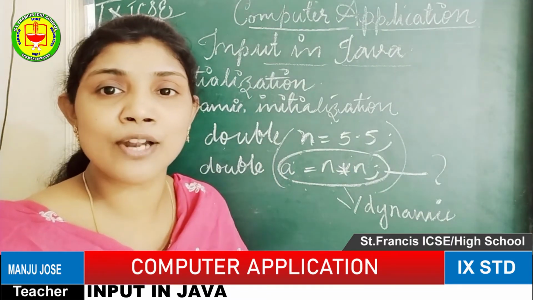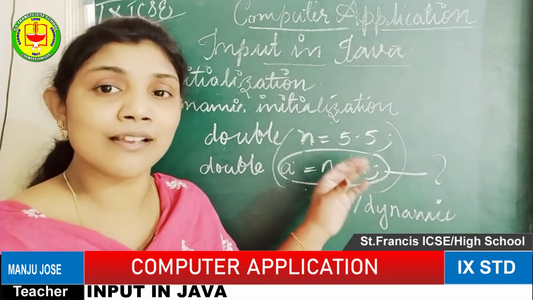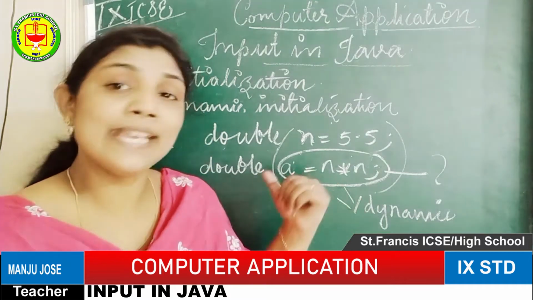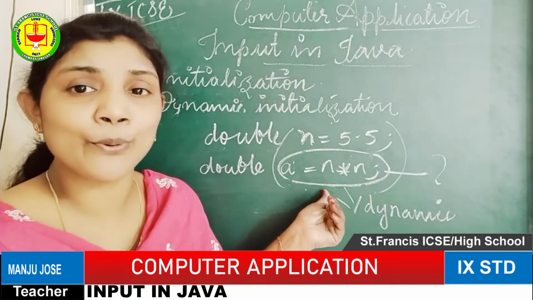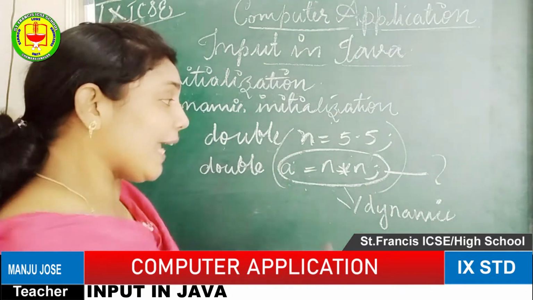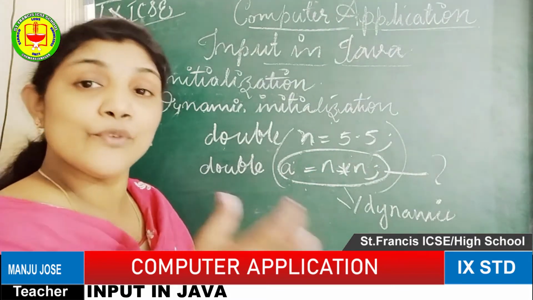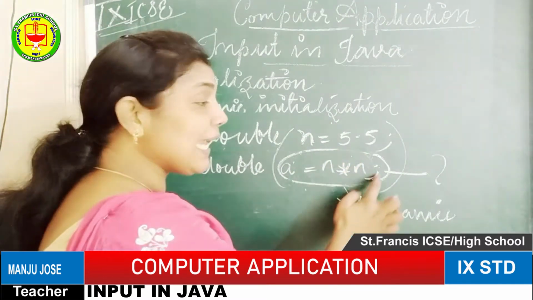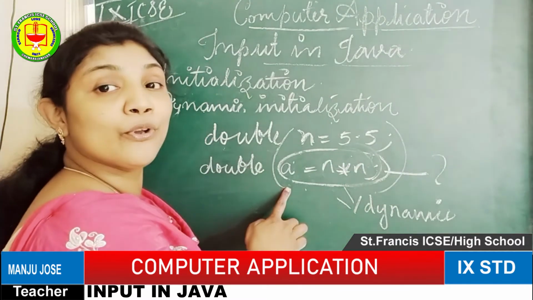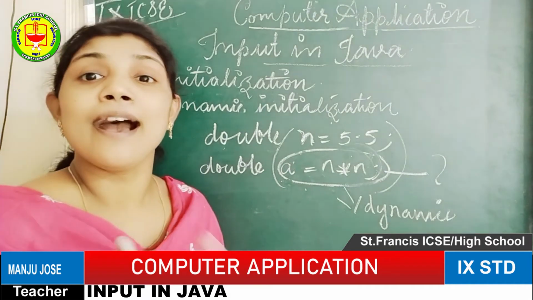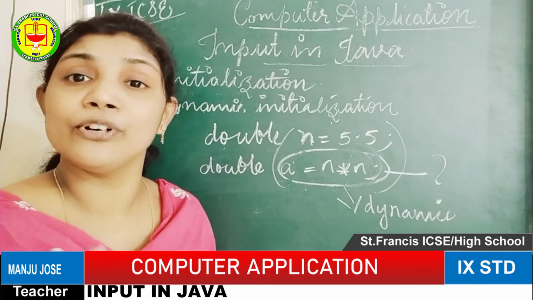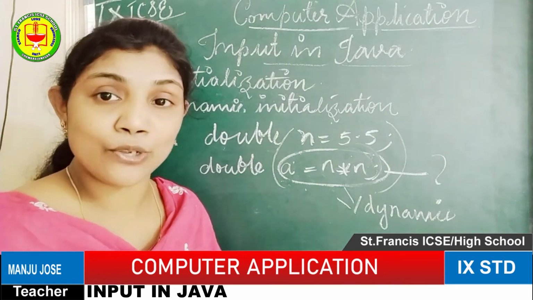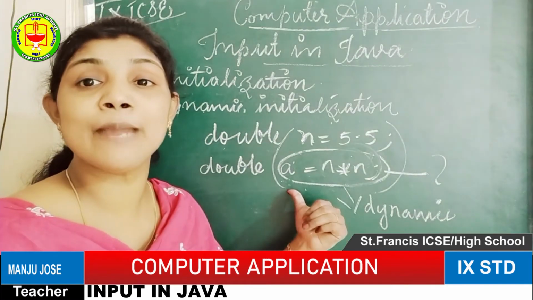So like that, directly doing the calculation is very difficult and time consuming. So easily, depending on the program, we are giving n into n. So n into n is a calculation. We already know the value of n will be 5.5. But after calculating n into n only, we will get the output of A. This will be done at the time of execution of the program. After executing the program only, we will know what is the output of the variable A.